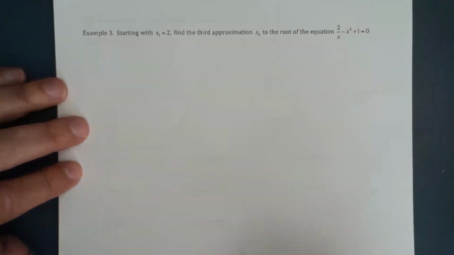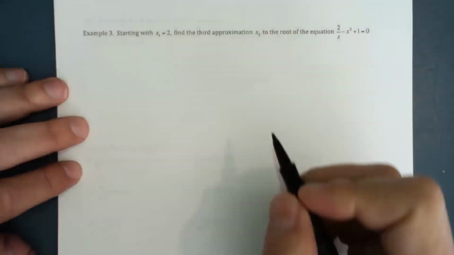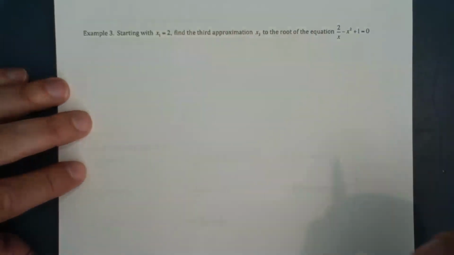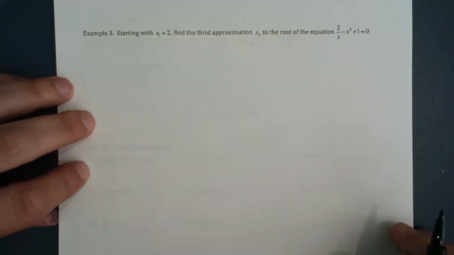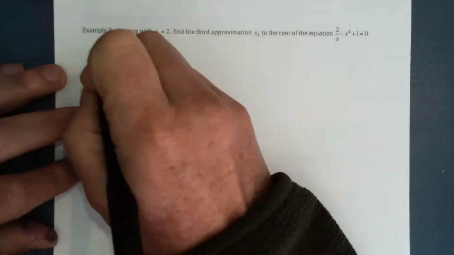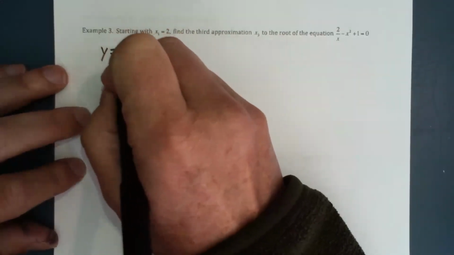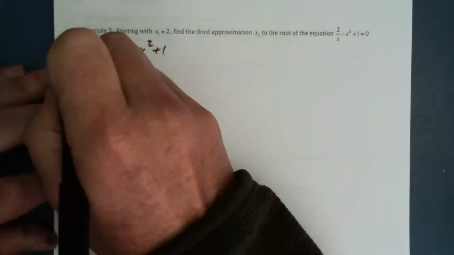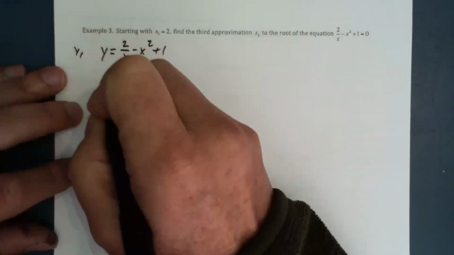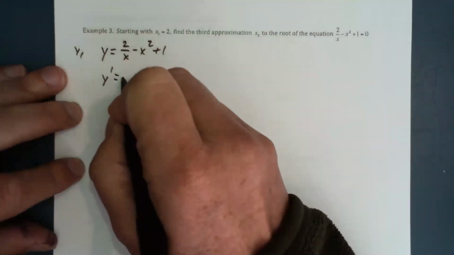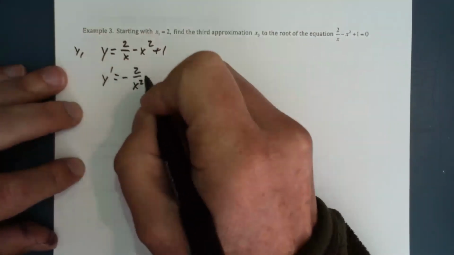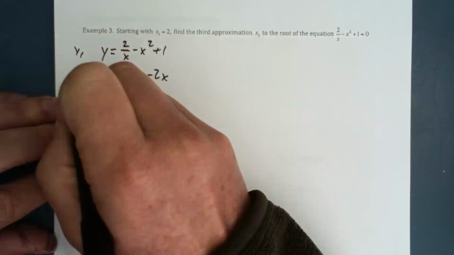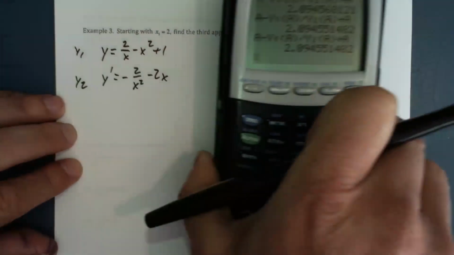And we have x sub 1 is going to be 2. It just happens to be 2 again. You don't always pick 2, of course. You're going to pick something that's appropriate. And we have our function y equals 2 over x minus x squared plus 1. I'm going to store that into y sub 1. And my derivative function is going to be negative 2 over x squared minus 2x. This is going to be my y sub 2.